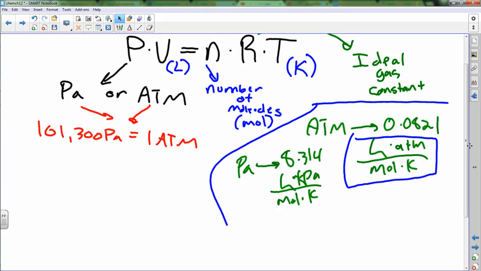Okay, so maybe we should write that down. So this is equal to 101.3. But that's split up through that conversion. You're just moving the decimal over 3 times. So that's the ideal gas law. That's pretty much all there is to it.